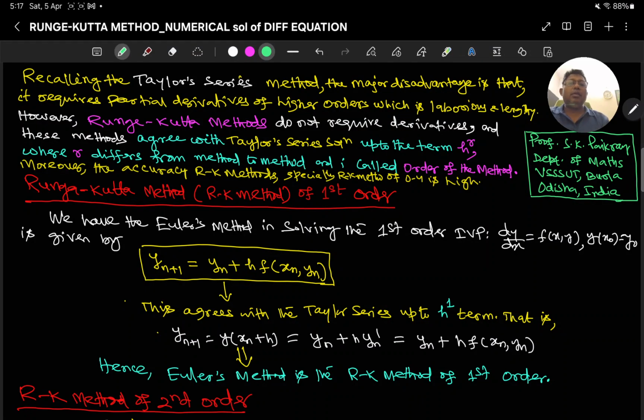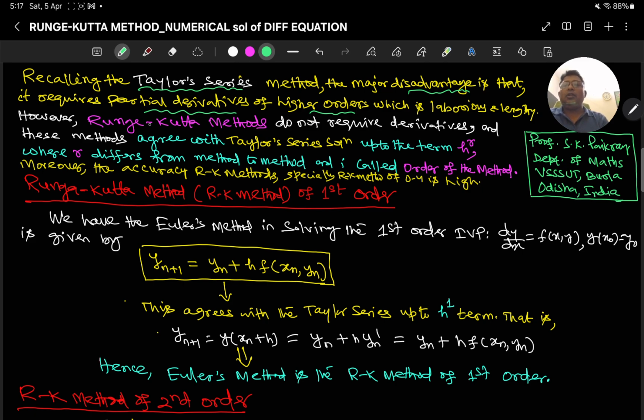Hello everyone. In this lecture I shall discuss the Runge methods, and basically I will compare this method with the previously discussed Euler's method and Taylor series method. Now if you recall the Taylor series method, the major disadvantage is that it requires the partial derivatives of higher orders, which is laborious and lengthy, and sometimes for complicated functions it is not possible to find the Taylor series expansion up to higher degree.